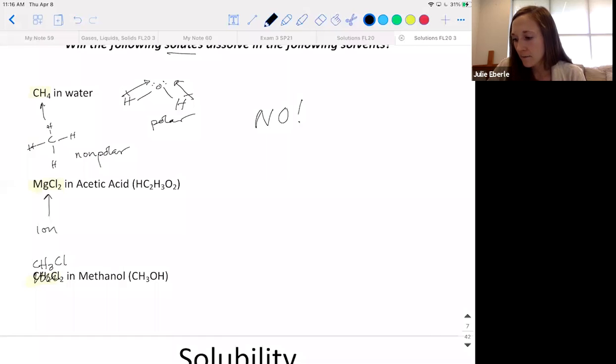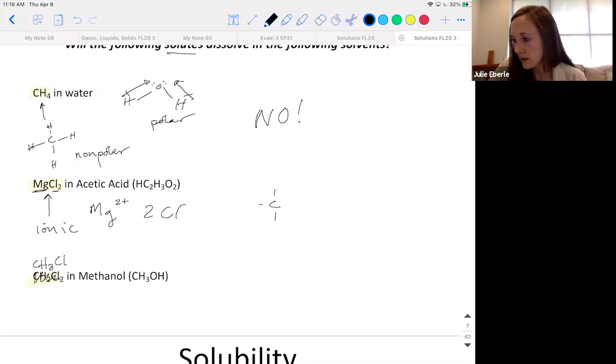It is ionic. How do I know that? I've got a metal. Magnesium is a metal, main group 2. Chlorine is a nonmetal. When you have a metal and a nonmetal, you have ionic. So you're going to have ions here, Mg2+, and you've got two Cl- anions. So this is ionic.